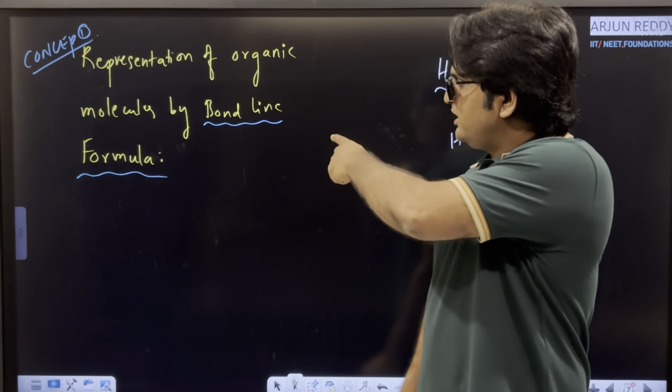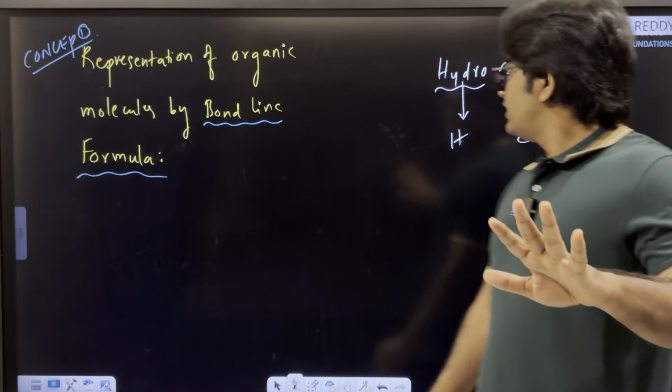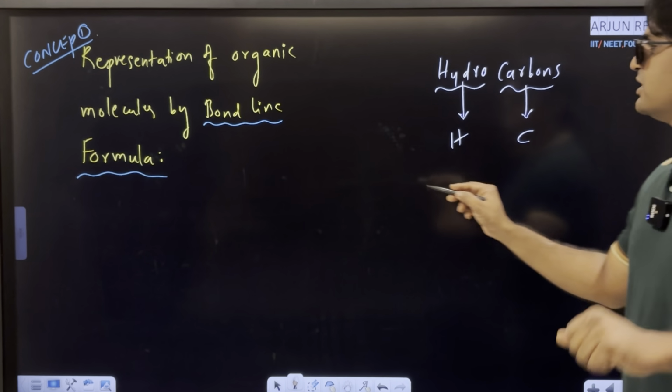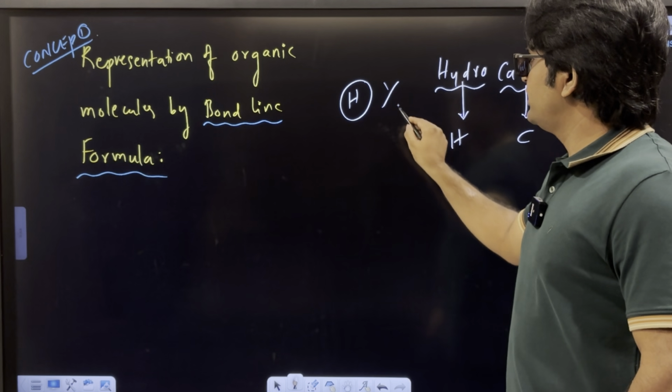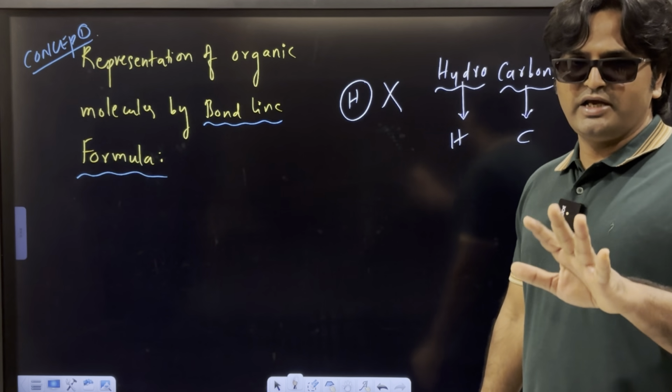But in bond line formula, now remember this point, hydrocarbons are there. If there is a hydrogen, we are not going to write hydrogen. Don't write hydrogen.